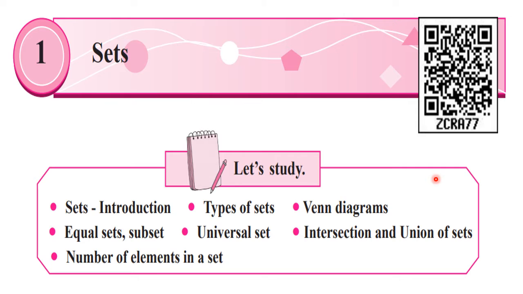Okay, now let us go further towards types of sets. So here types of sets are decided by the number of elements present in the set. Some other types are there which we are going to see afterwards. Okay, so let us go ahead here.